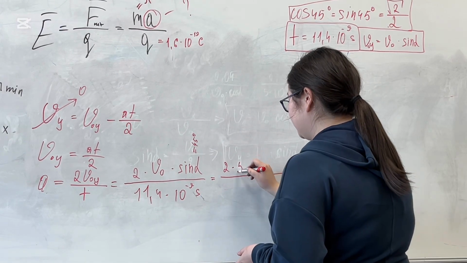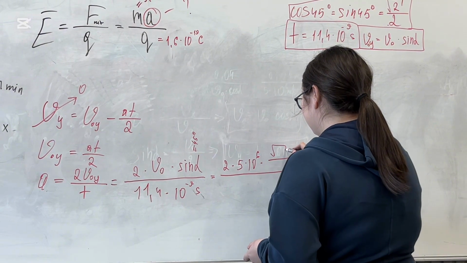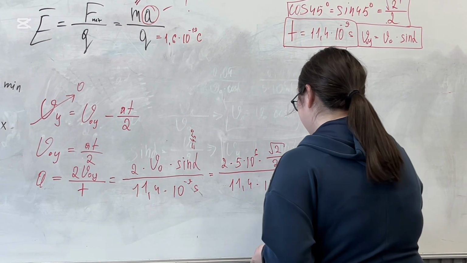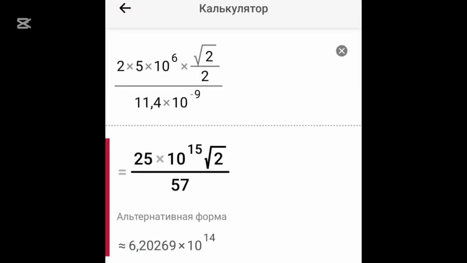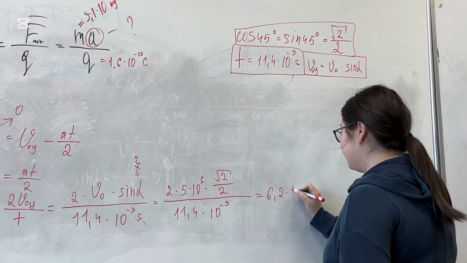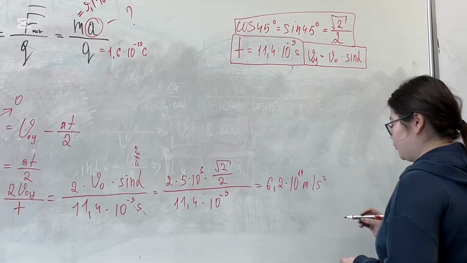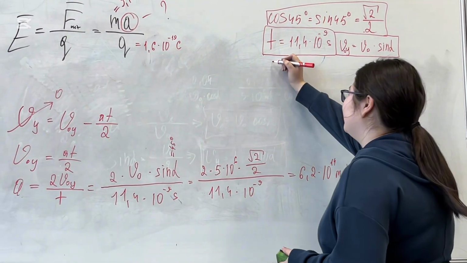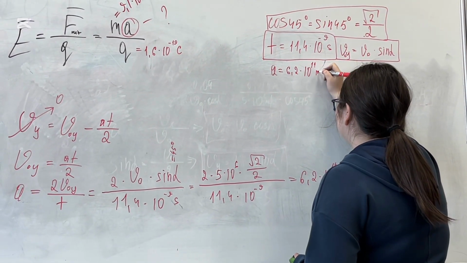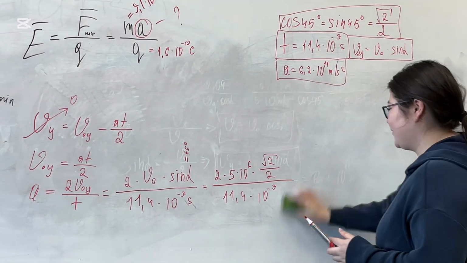Let's write this. So V0 was given, and here 11.4 multiplied by 10 to the power of -9 seconds. Let's write the answer: 6.2 multiplied by 10 to the power of 14 meters divided by second squared. We've calculated our acceleration. Let's write it on the board. Okay, now let's erase everything.